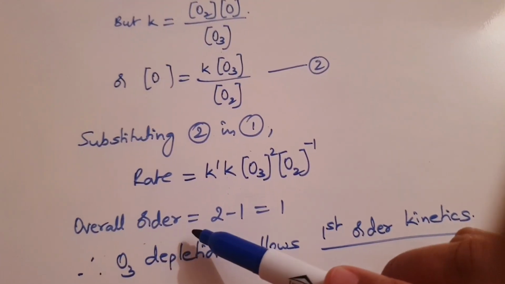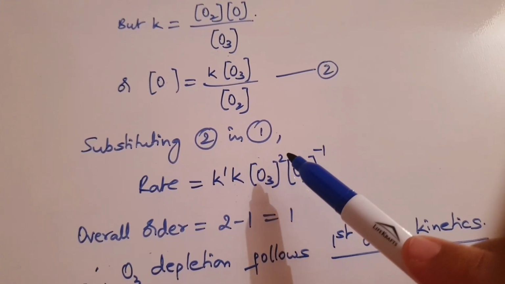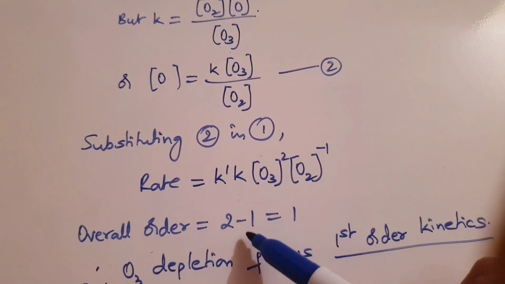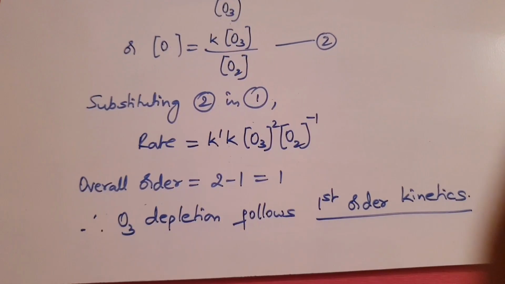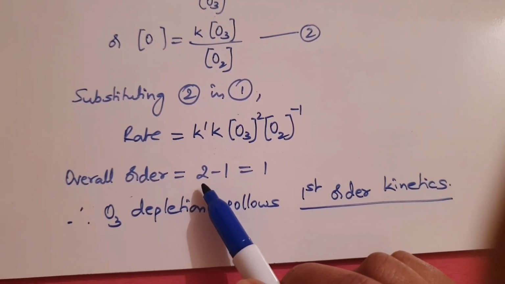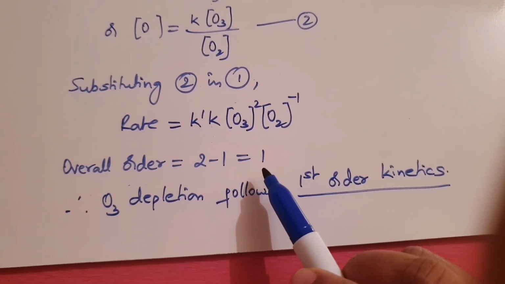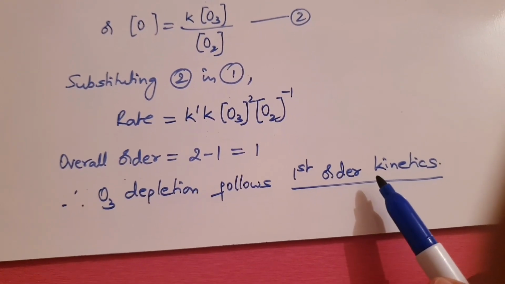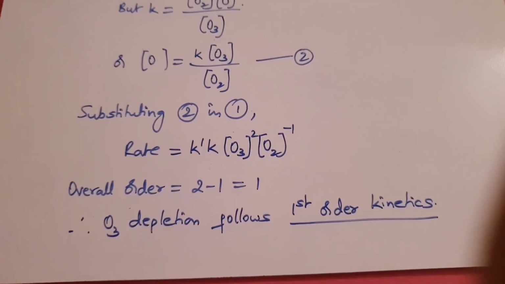Now, what is the overall order of the reaction? You just have to take the exponents of all the concentrations and add them up. By doing that, we can see that the overall order is 2 minus 1, that is equal to 1. So ozone depletion also follows first order kinetics. That's interesting, isn't it?